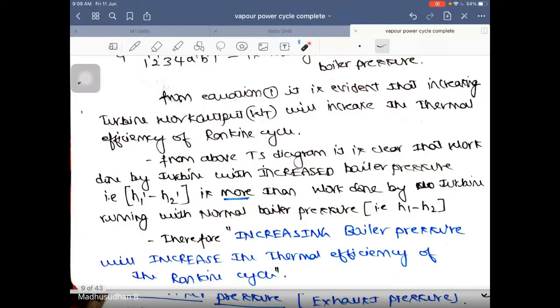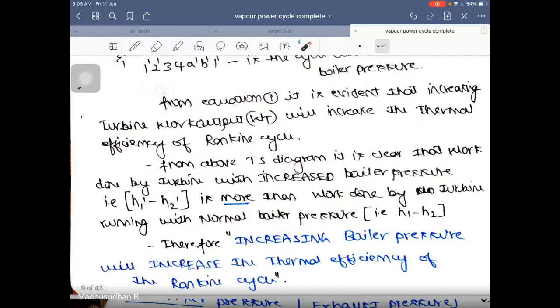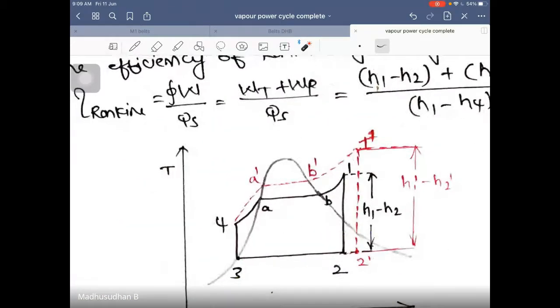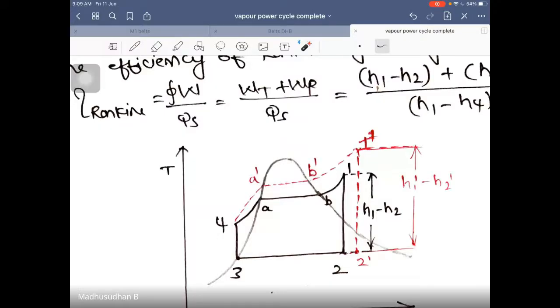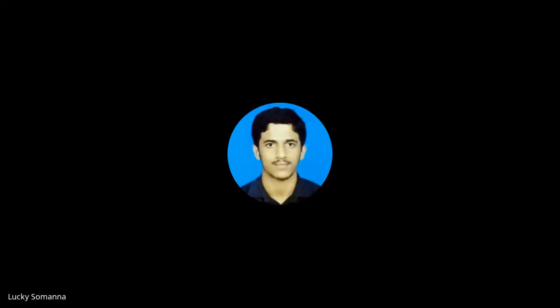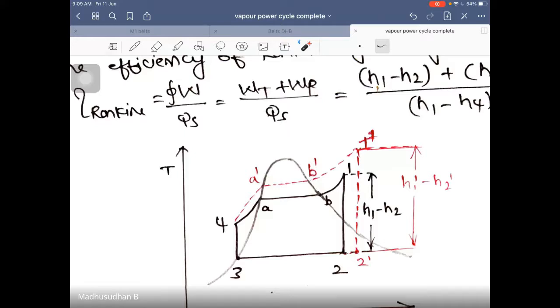So what happens to the efficiency, sir? If the work output increases, what happens to the efficiency? With the same heat input, you're not varying anything. The heat input is the same. You're only increasing the pressure, increasing the output. With the same input, you're getting maximum output. So what happens to the efficiency? It remains the same.